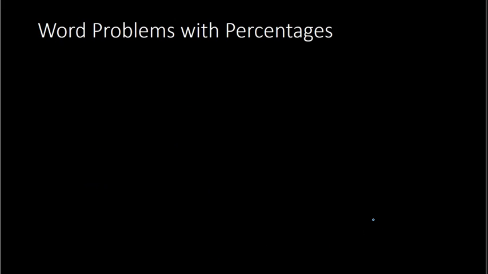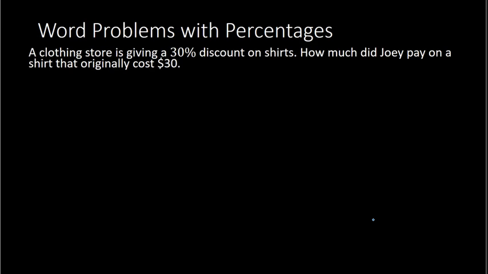Now, one last concept that we need to know when working with percentages is how to work with word problems. So for example, a clothing store is giving a 30% discount on shirts. How much did Joey pay on a shirt that originally cost $30? So there are two different ways you can think of this. The first way is we know that we are being discounted 30%. So if we take the original cost of $30 and multiply it by 30%, that will give me the discount.